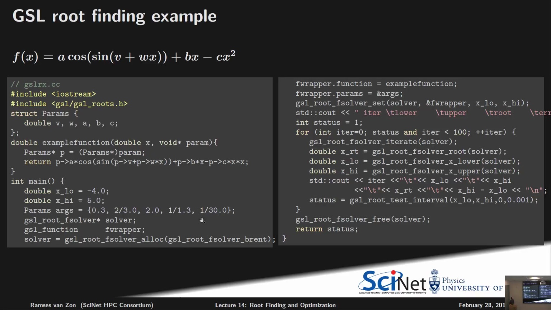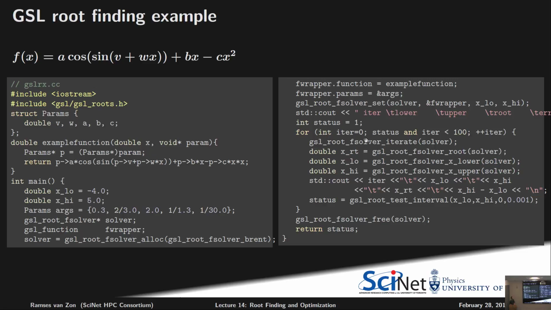Then I have to pass the function into a wrapper. There's a wrapper because I have to pass both the function and its parameters, and so this wrapper has a function component and a params component that is set here. And then I pass that to the solver. That only initiates it. So I say, okay, we're going to solve this. Here's the function to solve. Here are its parameters that I need. And then just hold on, and I'll tell you what to do next.